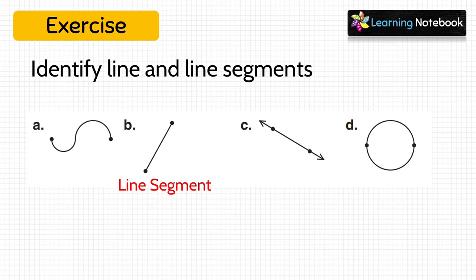Next, look at figure C. It has two arrows. So, it means it is never ending. Therefore, it is a line. And the last figure is not a straight path, so it is neither a line segment nor a line. So students, now I hope you have understood the difference between line and line segments.